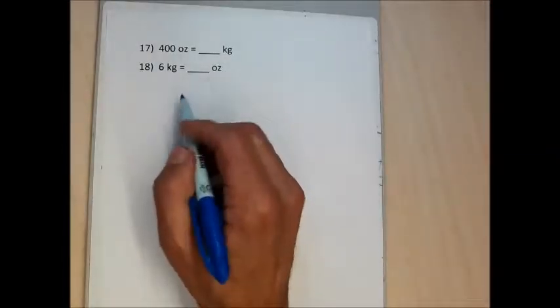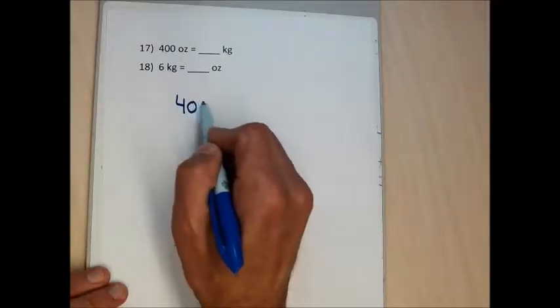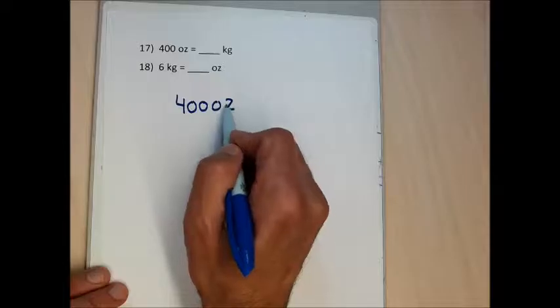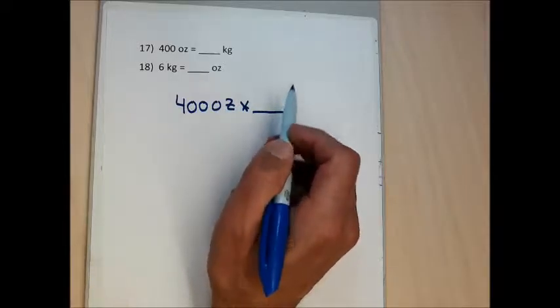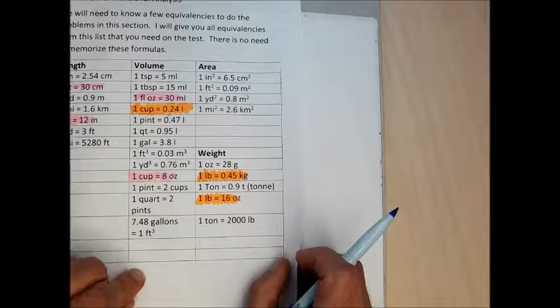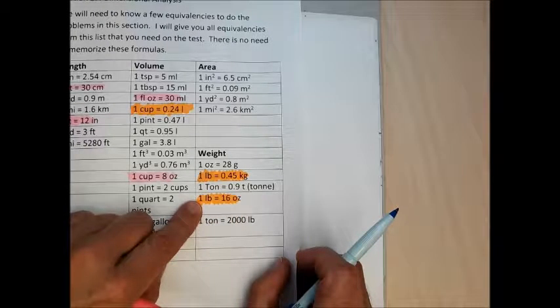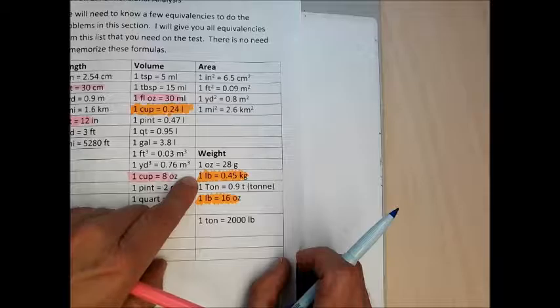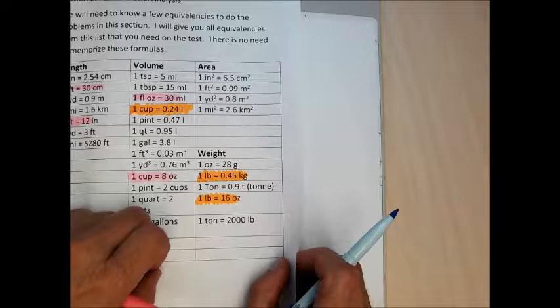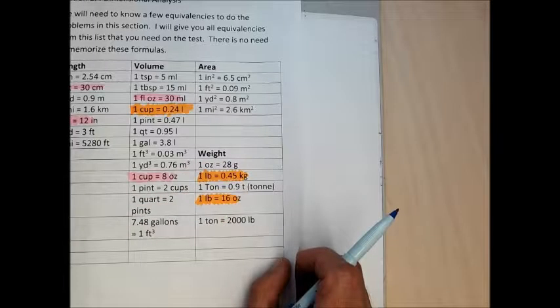So if I was doing problem 17, I need to pick something that has ounces. Well, I guess they both will work. I could pick this one that goes from ounces to pounds, and then use that one that goes from pounds to kilograms, or I can go from ounces to grams and grams to kilograms.